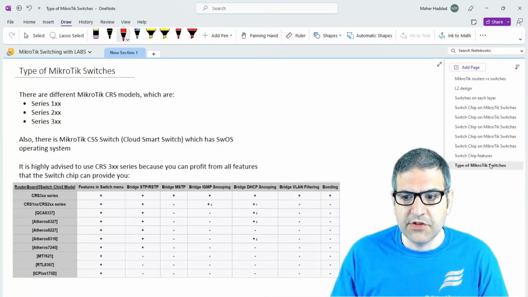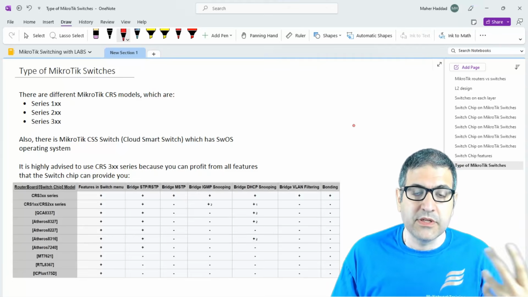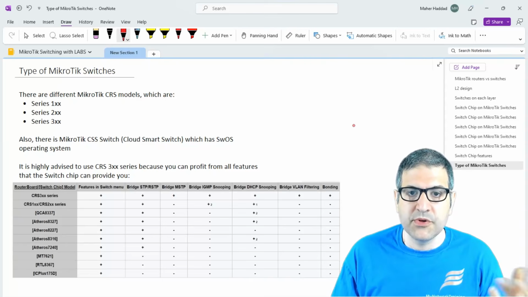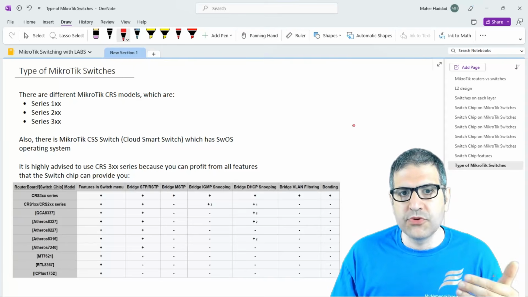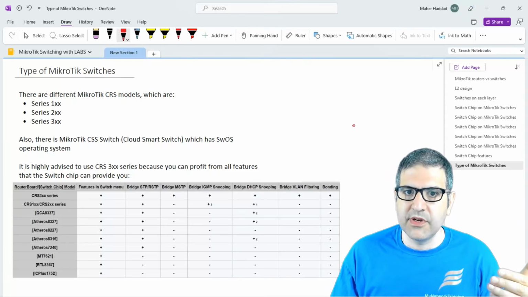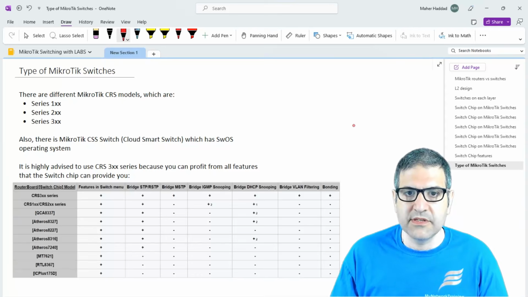Now in the last slide of this lecture, I'm going to speak about the different types of switches. The main three types of switches we use are the CRS: we have the CRS 100 series, CRS 200 series, and CRS 300 series. Which one to use? I highly recommend always using the CRS 300 series. That's the best, to be honest, and this course will be based on the CRS 300 series.